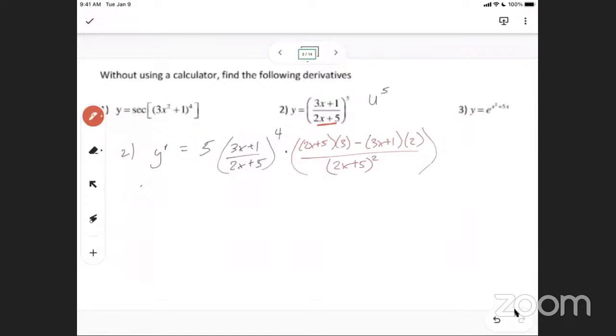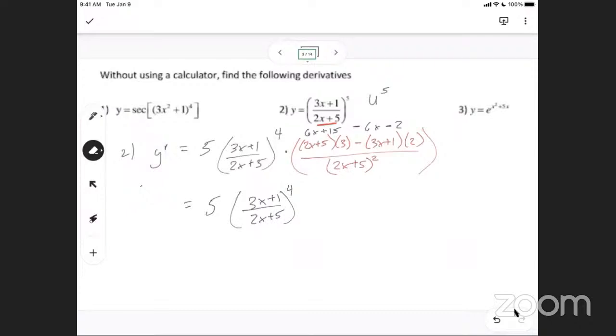That check out? And then you can simplify this up here. So let me do that above it so we can see. This would be 6x plus 15 minus 6x minus 2. Be careful with that negative. Make sure you distribute that negative in with the 2. Okay, and so then the 6x's cancel out, and you're just left with 13 on the top. So your answer is just going to be 5 times 3x plus 1 over 2x plus 5 to the 4th times, what do we say, 13?